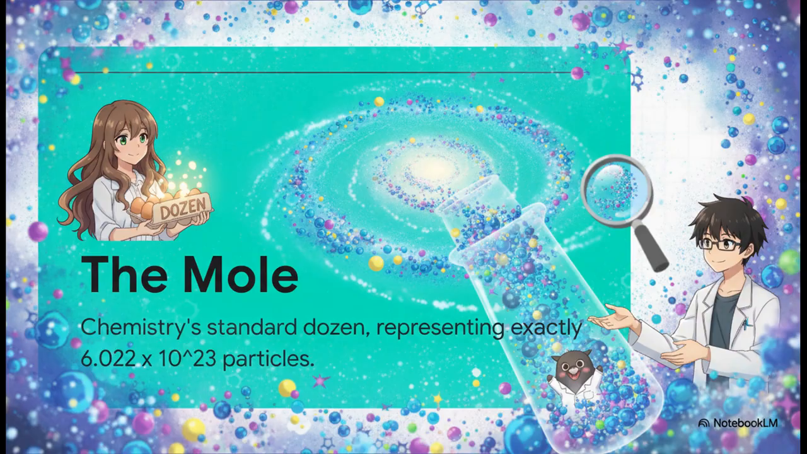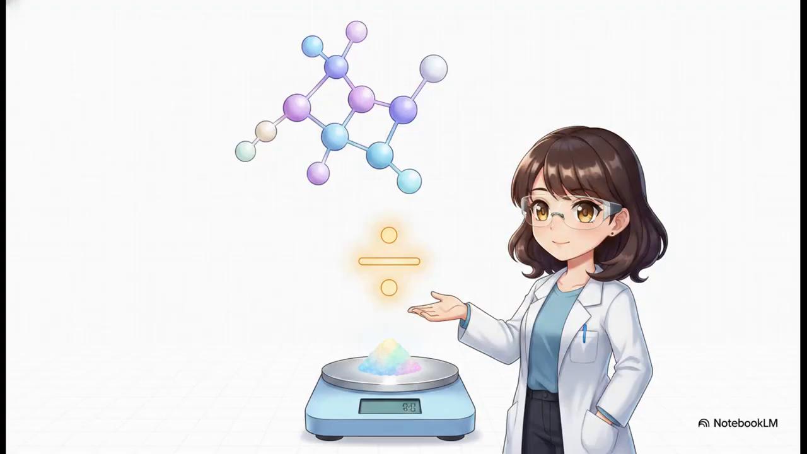That's the whole shebang. Okay, but how do we actually find out how many dozen or moles we have if we obviously can't count them one by one? Easy, we weigh them. The formula is wonderfully simple. The number of moles equals the given mass of the substance divided by its molar mass, which we can easily just pull right off the periodic table.